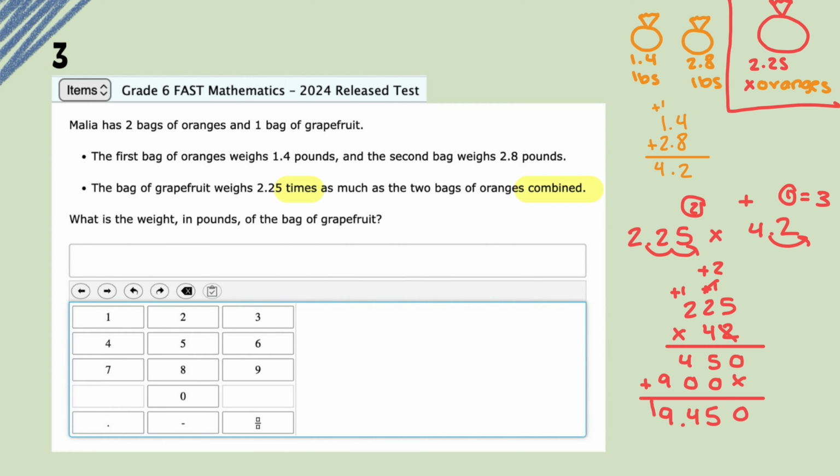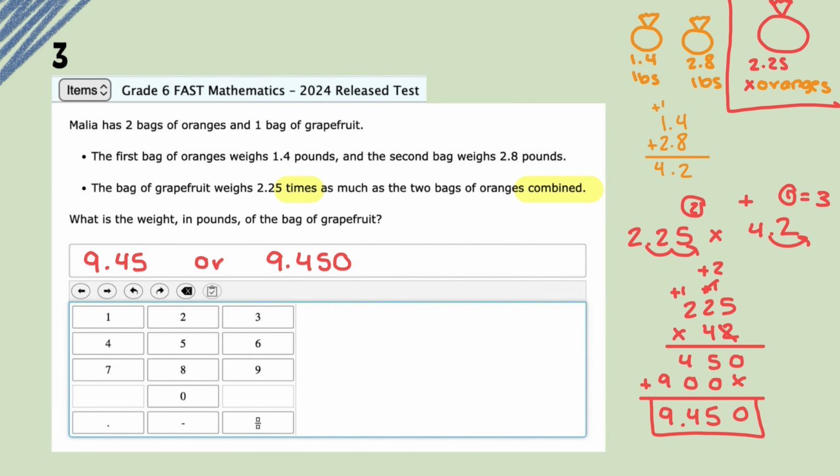And here I have my final answer of 9.450. Since that 0 is a trailing 0, it can be dropped. You don't have to type it. So here are the two answers that you're going to be typing in the box. You're either going to type 9.45 or you can type in 9.450. Yes, it is equivalent decimals, okay?